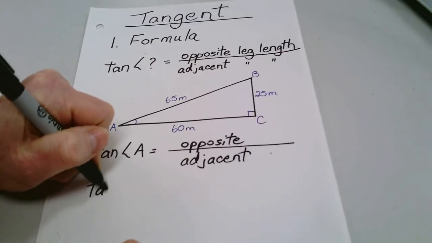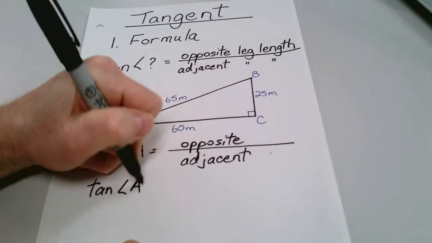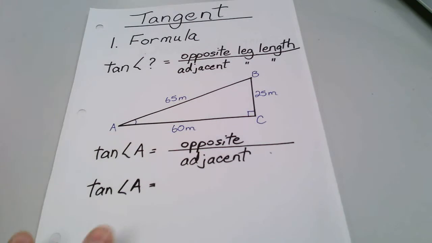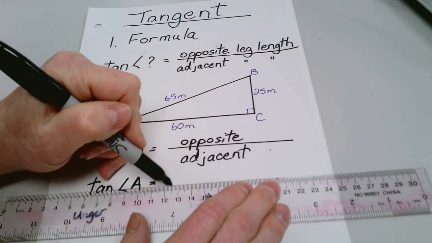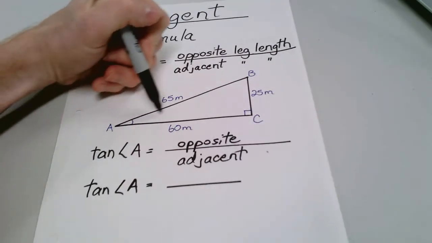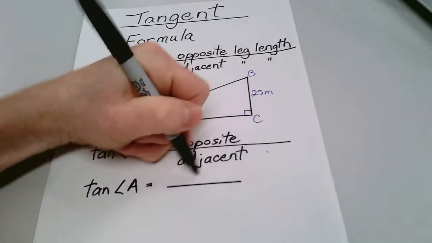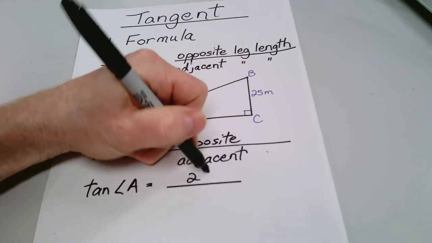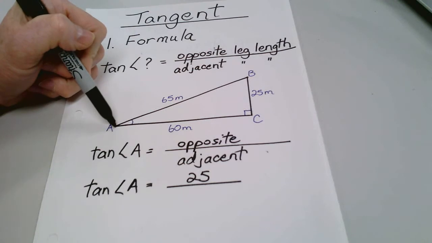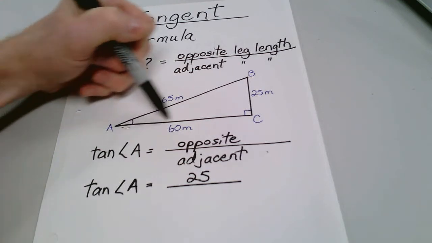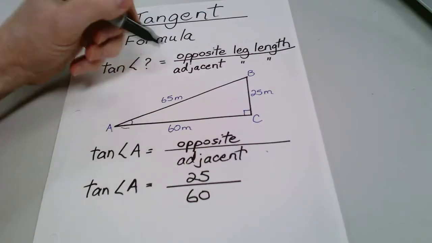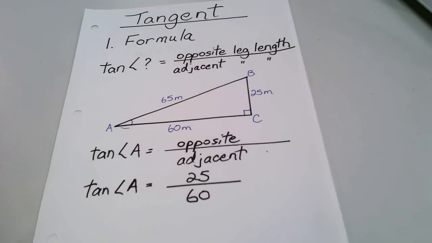So tangent of angle A is equal to, well, here's angle A. It says the opposite goes on top. So we will do that. Opposite, remember you go right across from the angle. In this case it's 25 over the adjacent. The adjacent is the one that's beside it. In this case it's 60. Of course we know it's not the 65 because 65 is the hypotenuse, the long side.